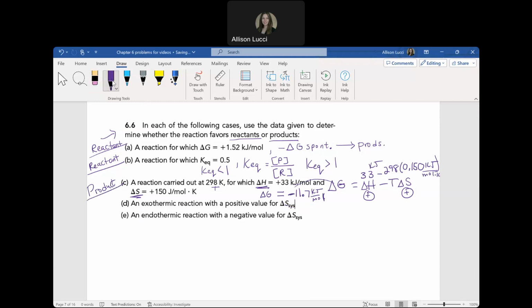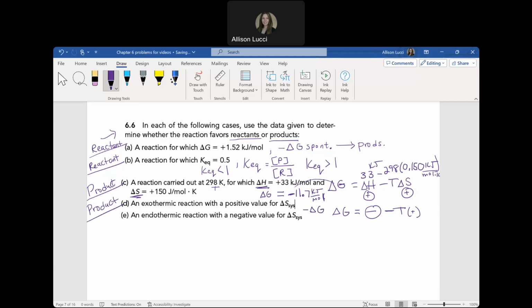For our next example here, we have an exothermic reaction that is told to have a positive delta S for the system. So both of these terms would contribute to a negative delta G. So let's write this over here. So delta G, we have exothermic, so negative, minus T times some positive value here. So negative minus some more. So overall, we would definitely have a negative delta G. And we know that this is spontaneous in the forward direction. So this would also be a product favored reaction.